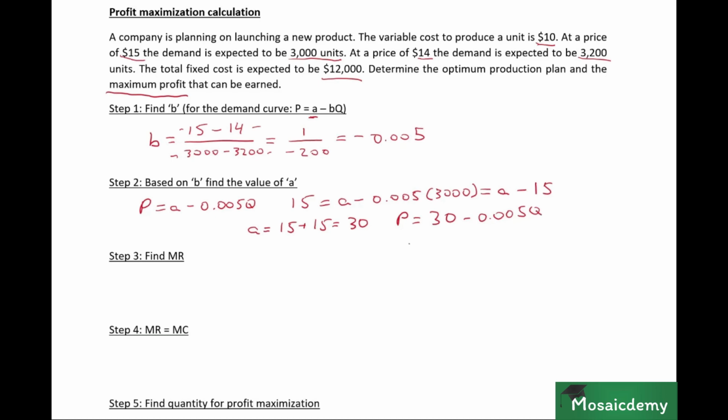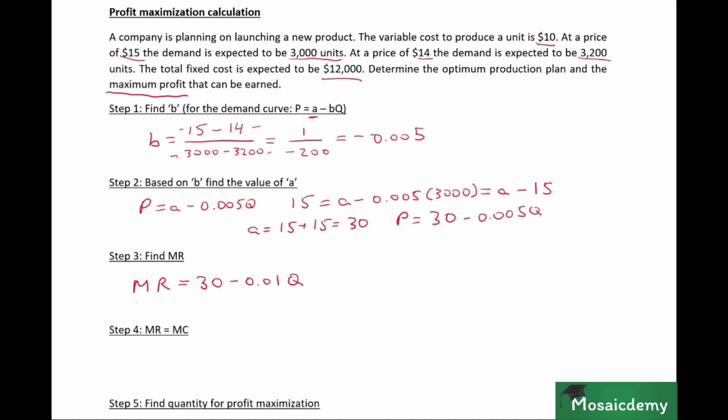Now, based on the demand curve, we can immediately get the equation for marginal revenue, which, if you remember, is A minus 2BQ. So A is 30 and B is minus 0.005 Q. So it becomes minus 0.01 because we multiply it by 2 and this Q, okay?